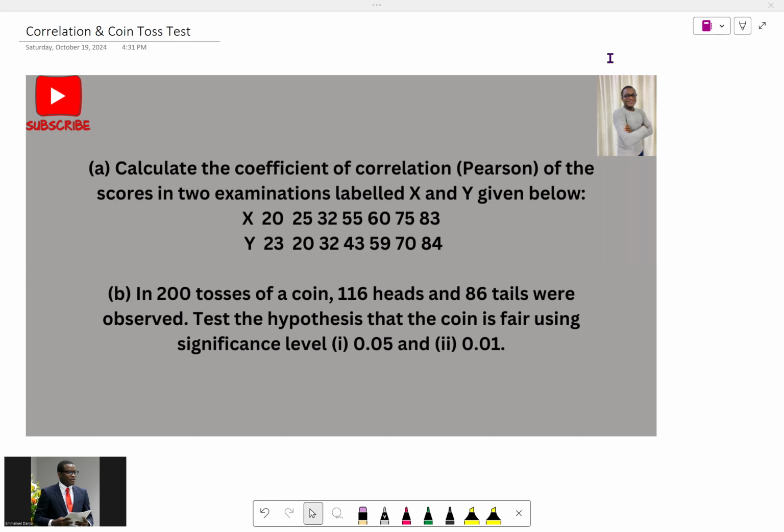Here we take another structured problem in two parts. The first one is to calculate the coefficient of correlation, that is the Pearson correlation coefficient of the scores in two examinations labeled X and Y given below. X and Y: 20, 23; 25, 20; 32, 32; 55, 43; 60, 59; 75, 70; 83, 84. And in part B, in 200 tosses of a coin, 116 heads and 86 tails were observed. We are to test the hypothesis that the coin is fair using significance level 0.05 and 0.01. So let's move on.